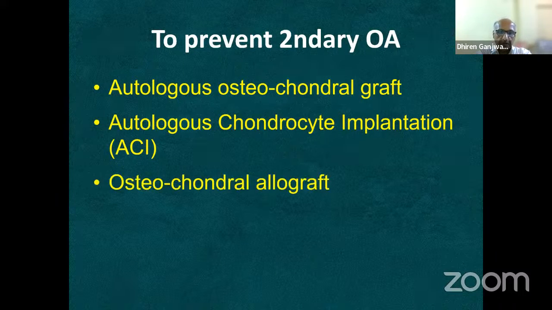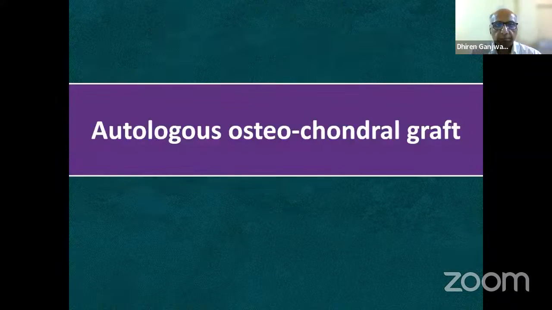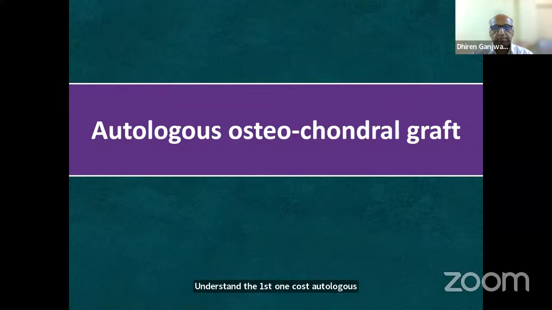The third option, which is not available in India, is osteochondral allograft. We take a cadaveric graft and then we put it in the defect. At this stage, we don't have this facility available in India. Regarding the autologous chondrocyte, there are a few controversies going on. Initially it was available, then the government banned it, and now again it's possible. So let us understand the first one, autologous osteochondral graft.